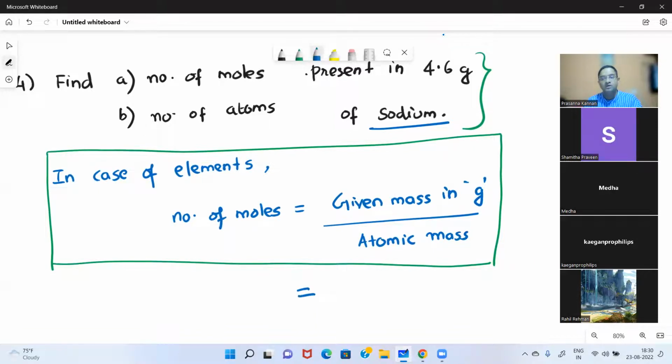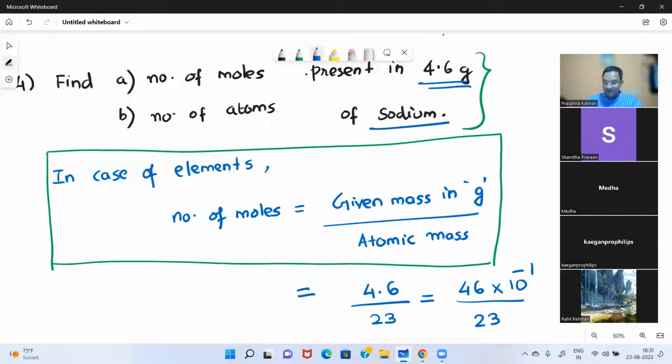So this is equal to given mass in grams. So how much is the given mass? 4.6 grams. Divided by the atomic mass of sodium. What is the atomic mass of sodium? 23. Correct? So what will I do? What is 4.6? 46 into 10 power minus 1. Yes, because I have shifted the decimal to the right, right? So 46 into 10 power minus 1 divided by 23. So 23 and 46, how many times? 2 times.